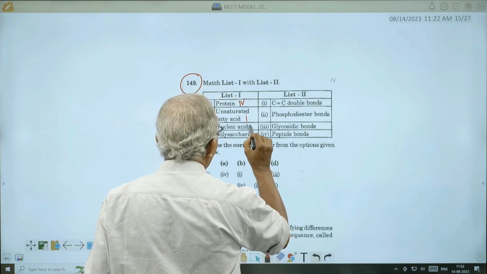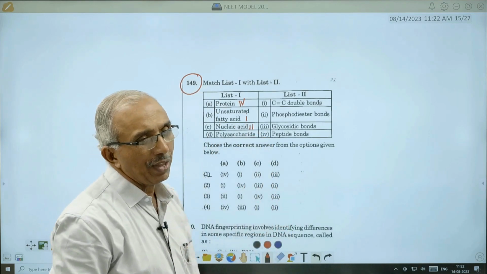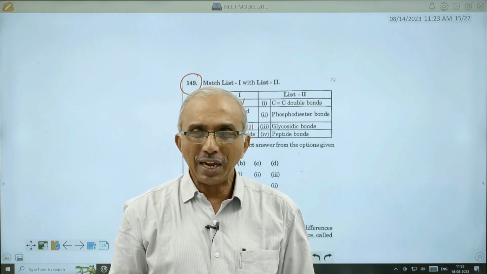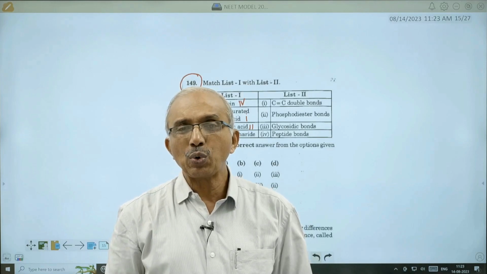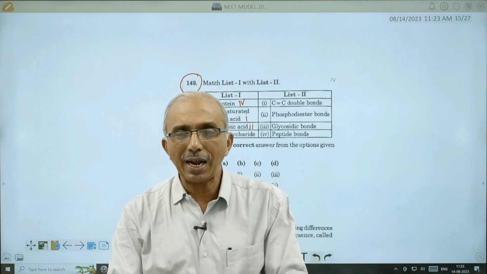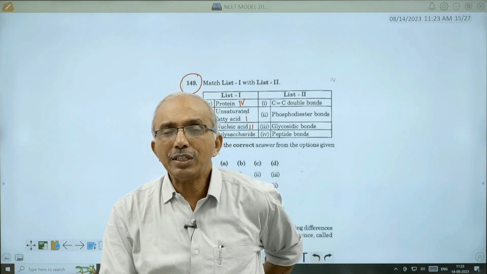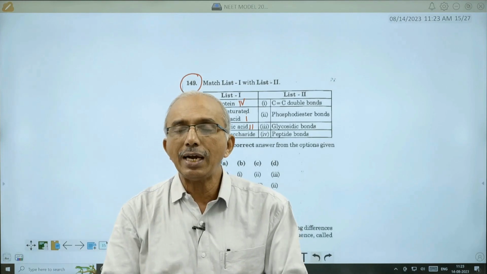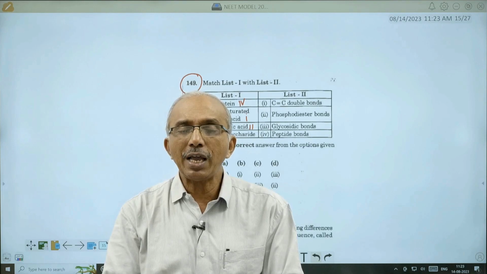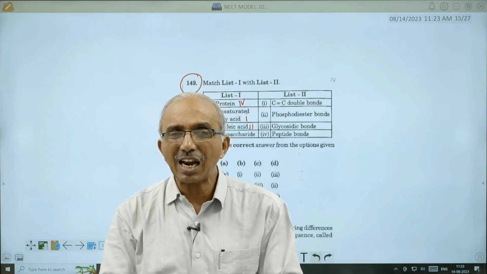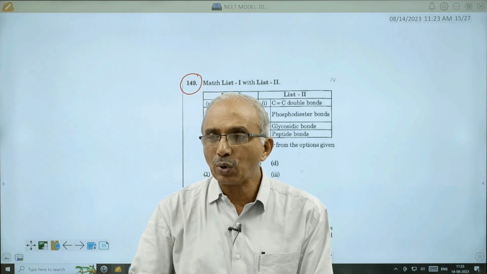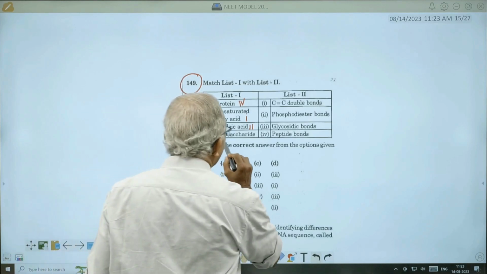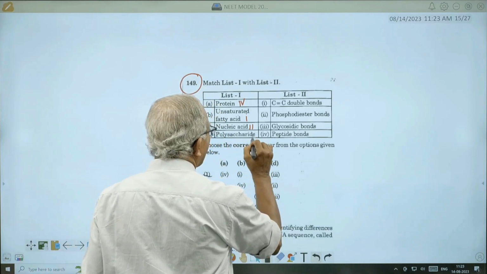Nucleic acid can be matched with item number 2 because nucleic acids are polynucleotides. That is, they consist of many nucleotides. These nucleotides are linked together by phosphodiester bonds.